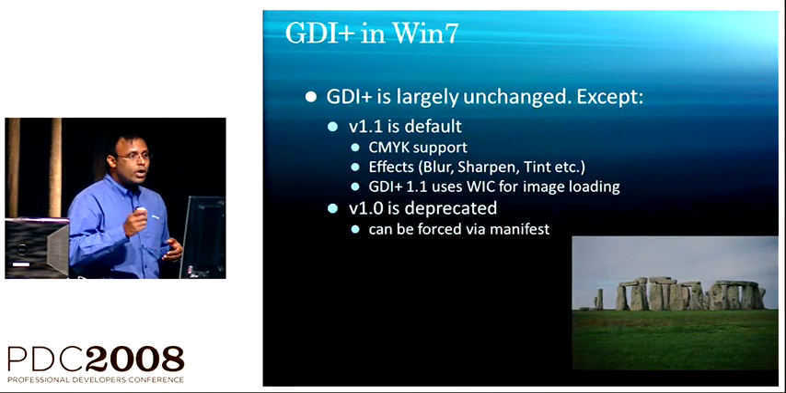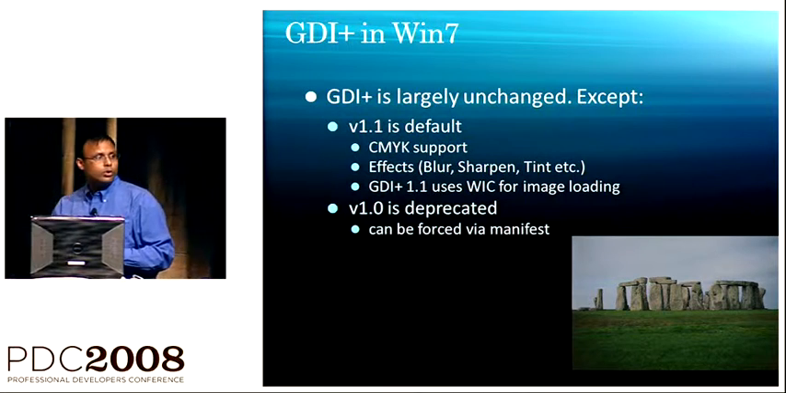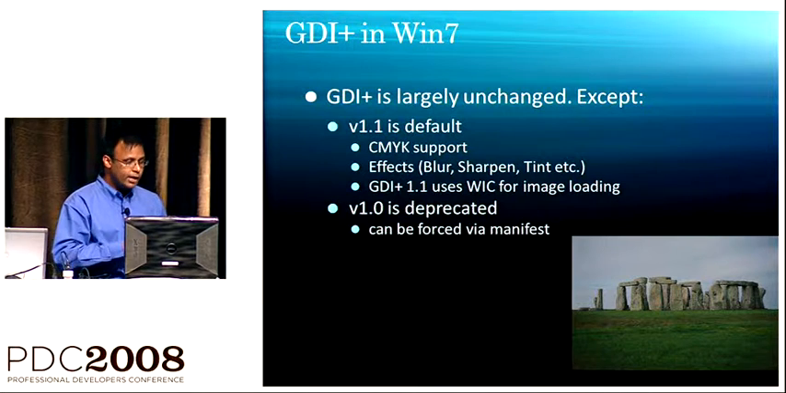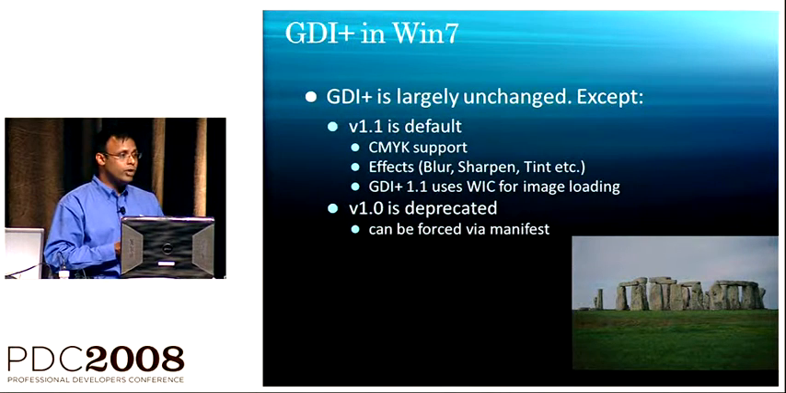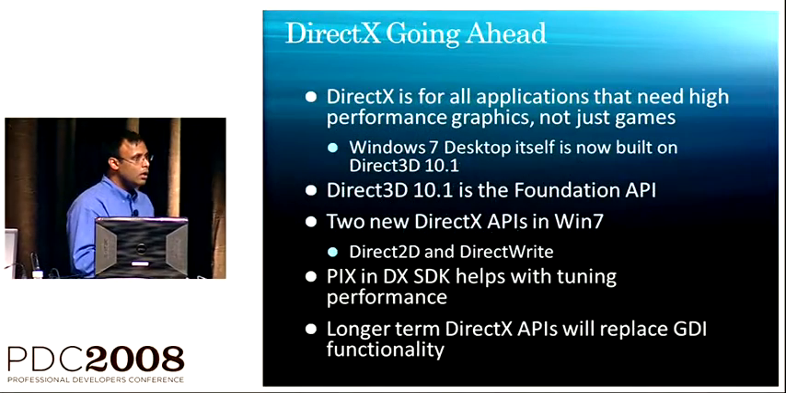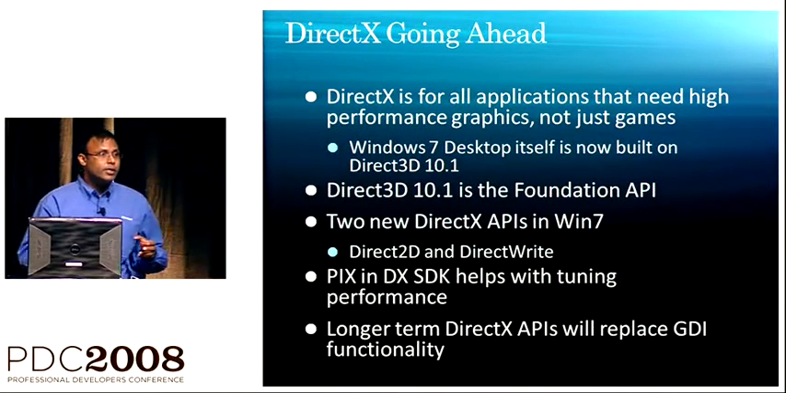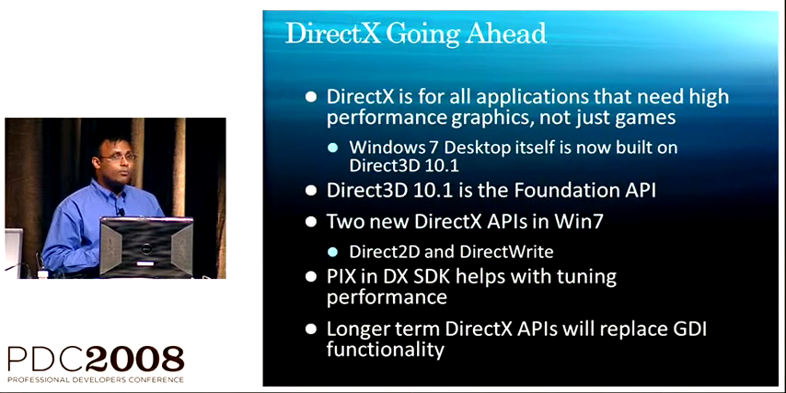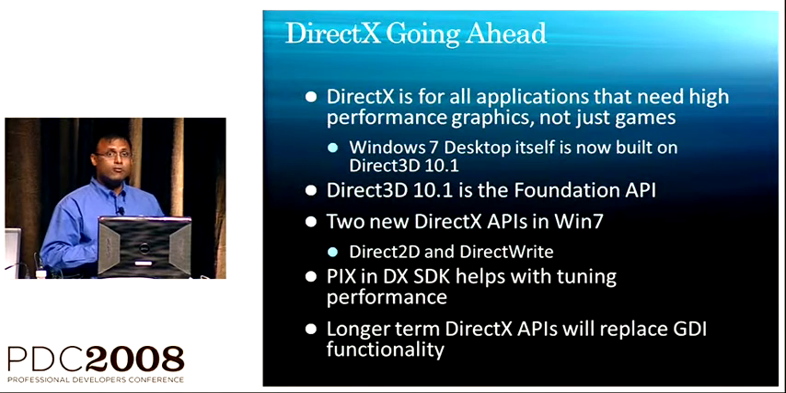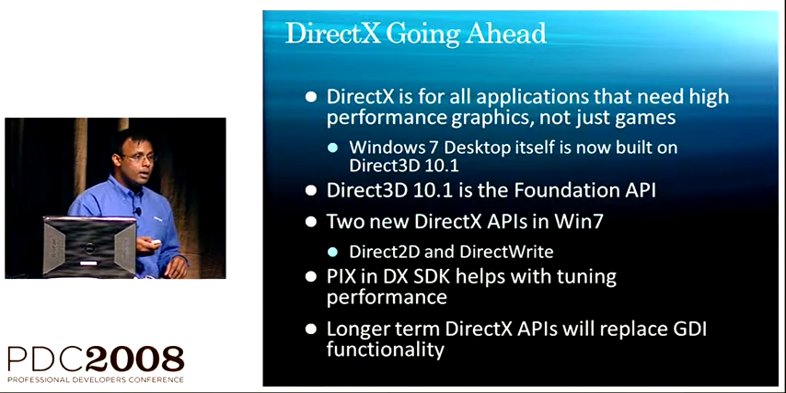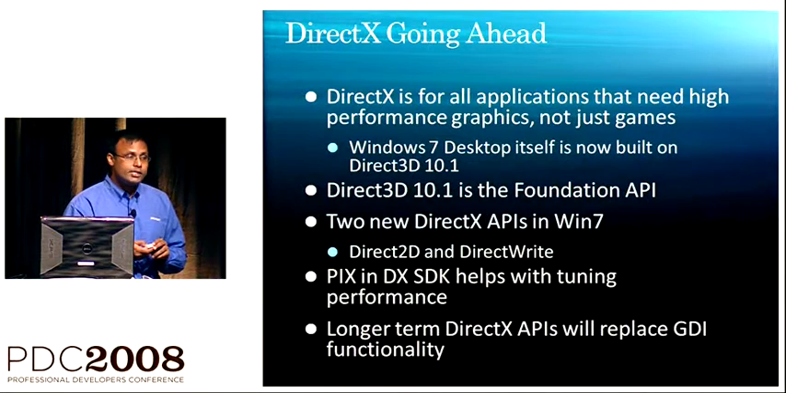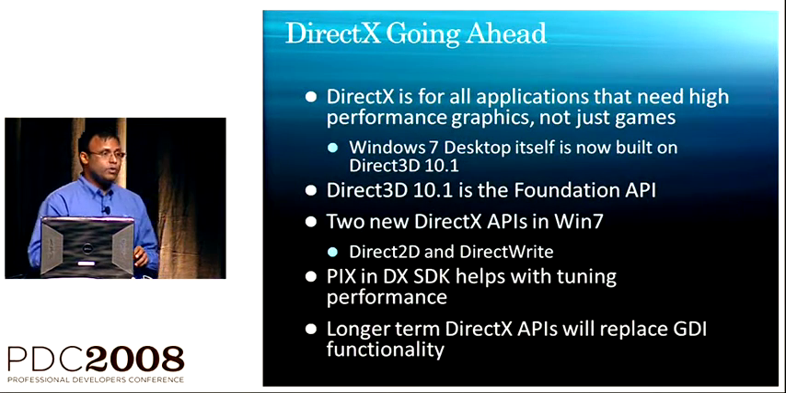Thank you. So before I wind up the discussion on APIs, just a brief note on GDI+. It's largely changed in Windows 7, except that version 1.0 is deprecated. If you want to, you can force it via the manifest. So going ahead, DirectX is for all applications that need high-performance graphics, not just games. We are ourselves investing quite a bit on it. 10.1 is the foundation API. However, we also have two new DirectX APIs in Windows 7, Direct2D and DirectWrite. And PIX is a great tool that you should use to tune your performance in your DirectX application. And longer term, DirectX APIs will replace GDI.